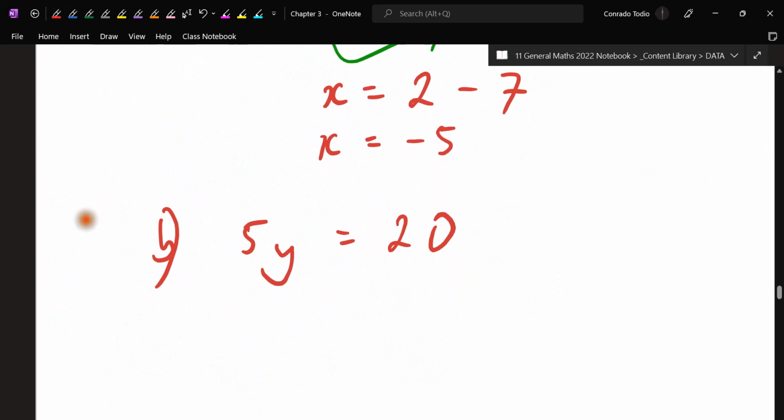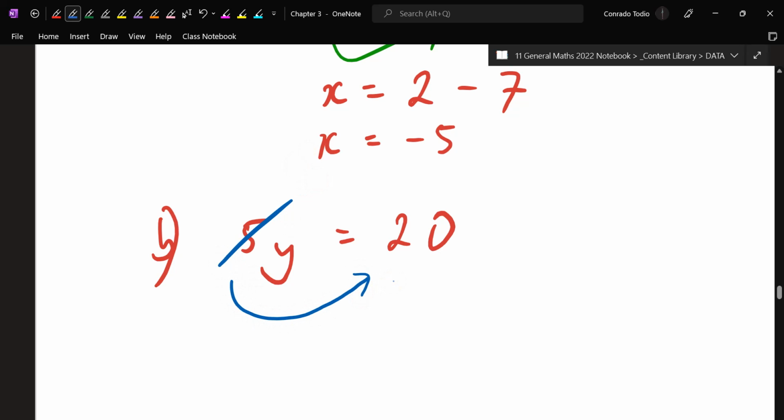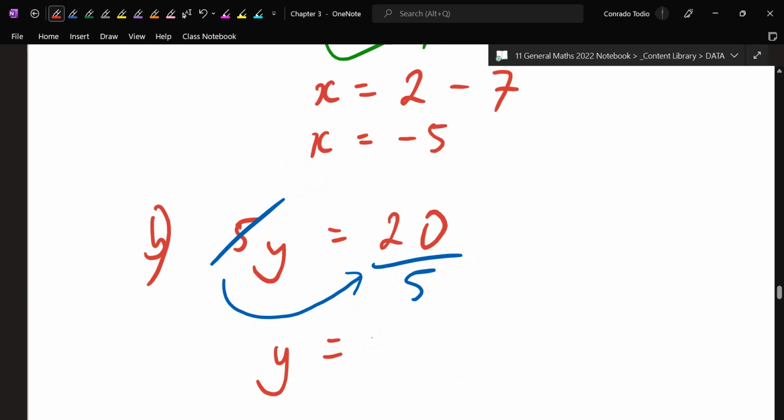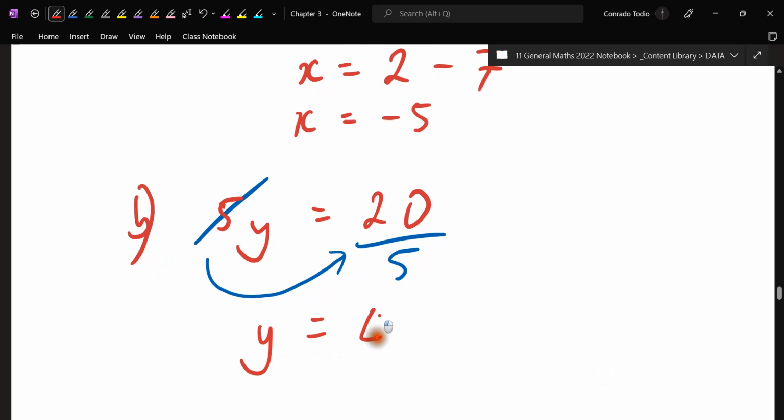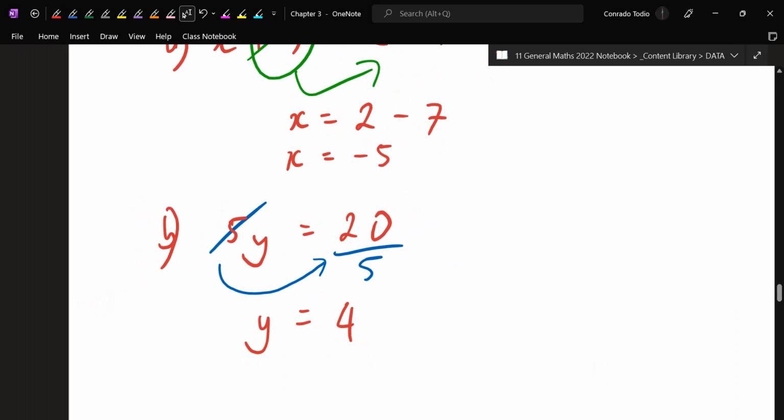Okay, now if you try to expand this, this is saying 5 times y equals 20. So if I want to isolate, again in this case, I want to isolate y because that's the variable. I need to get rid of that 5. So if I get rid of that 5, I bring it here. What's the opposite of times? Divide. So it becomes divide by 5. So that means y equals 20 divided by 5, 4. There's your answer. y is 4.